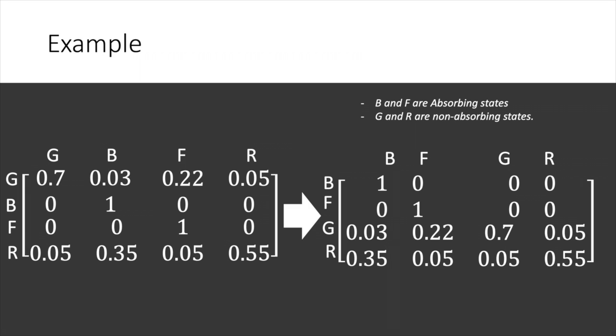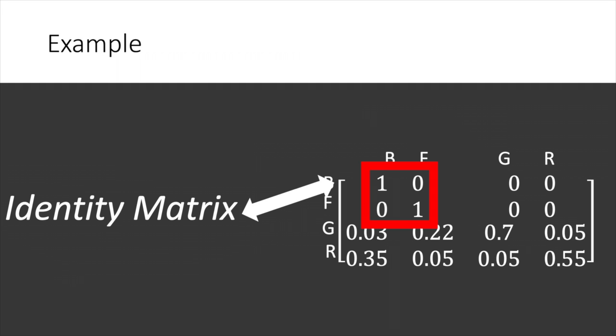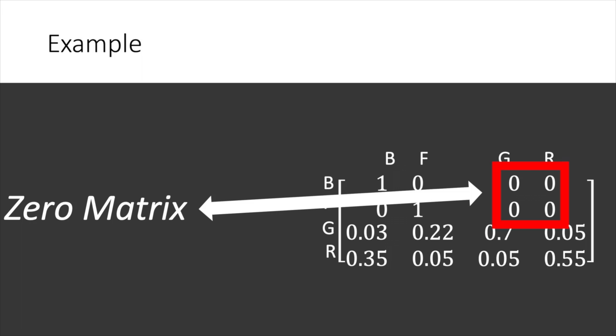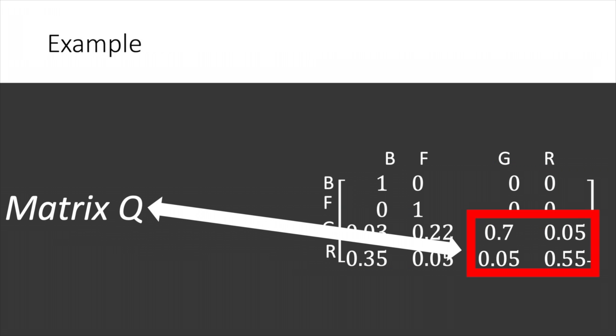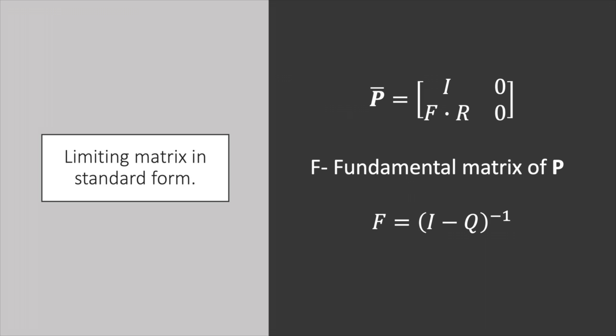By reordering the rows and columns, the matrix forms the 4 submatrices: the identity, the zero matrix, and the matrices R and Q can be recognized immediately. Now that we have our matrix in standard form, we find the limiting matrix for it, and we can easily see what percentage will end up in each of the absorbing states.